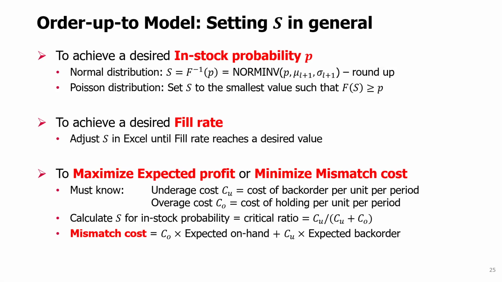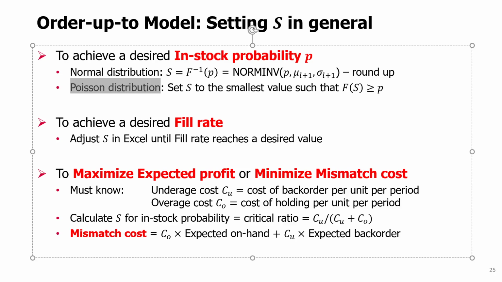If we want to do the same calculation when the demand has Poisson distribution, well, you cannot find the inverse of the cumulative distribution function, because for the Poisson distribution, which is discrete, this inverse usually cannot be calculated. So what we need to do is try and set S to the smallest value such that the cumulative distribution function of the demand, again, demand in L+1 periods, is higher than the desired level P.